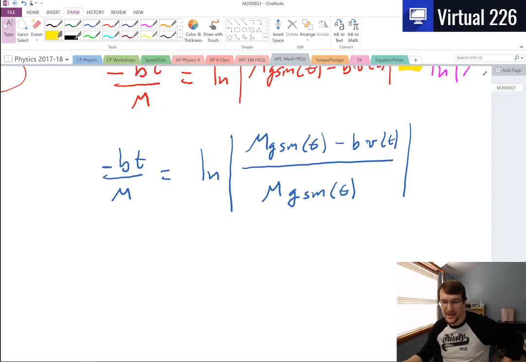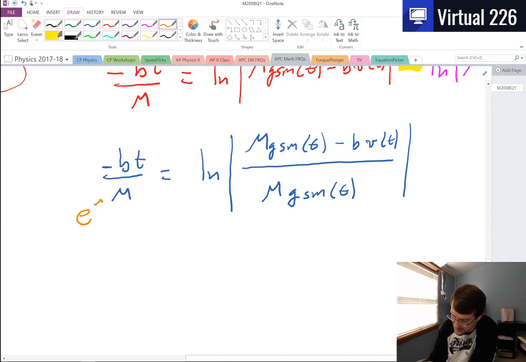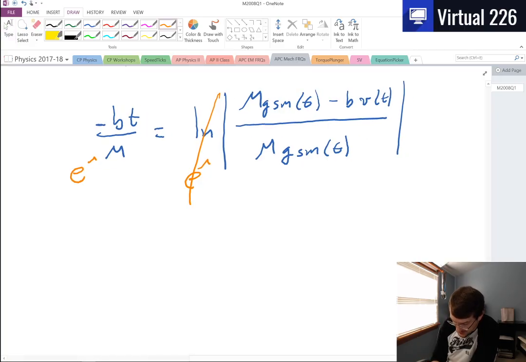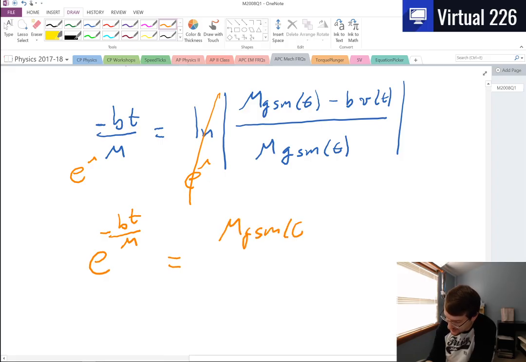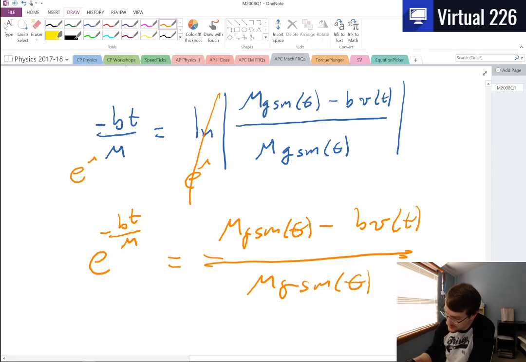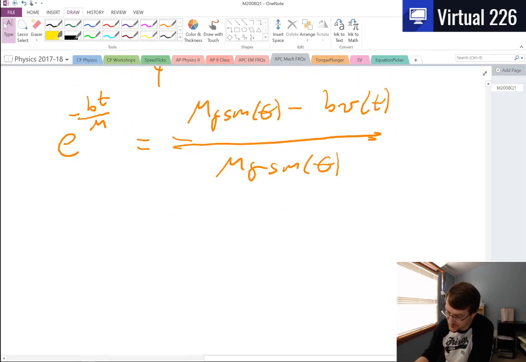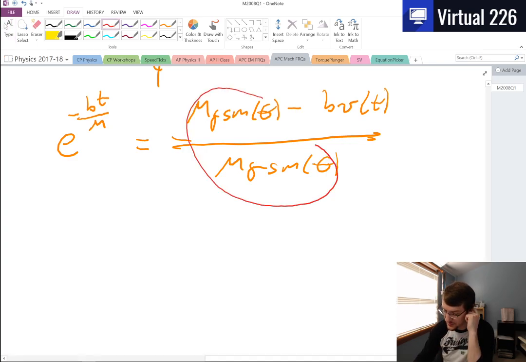What we can do at this point is to get rid of this natural log, we exponentiate each side. When we do that, the natural log goes away. So we get e to the minus bt over m equals mg sine of theta minus b vt all over mg sine of theta. And you can see me starting to work fast here because I realize we're close to the end. What we can do here is recognize that these terms are the exact same.